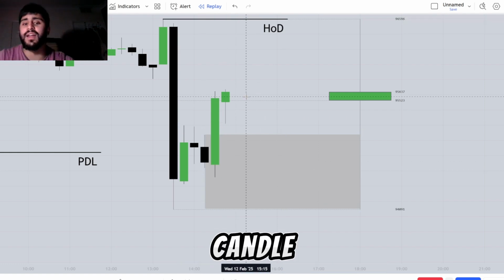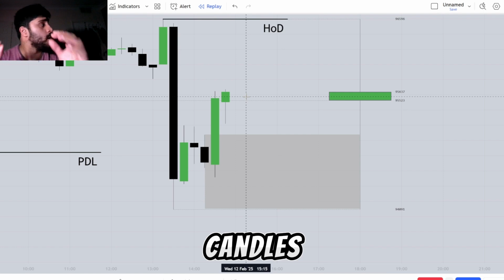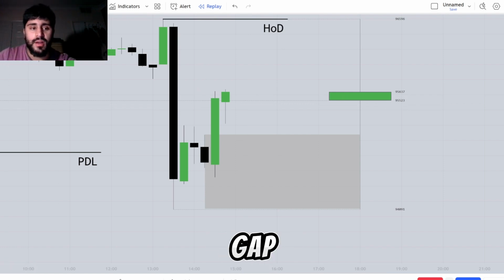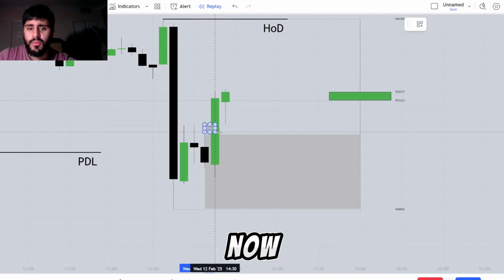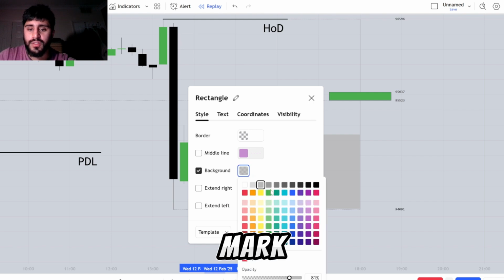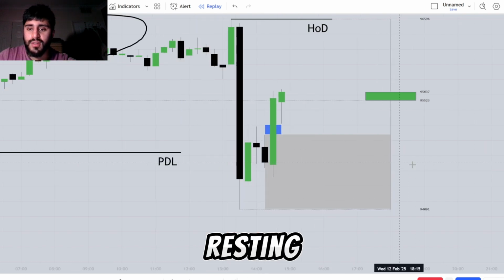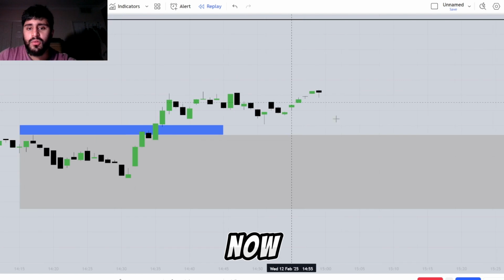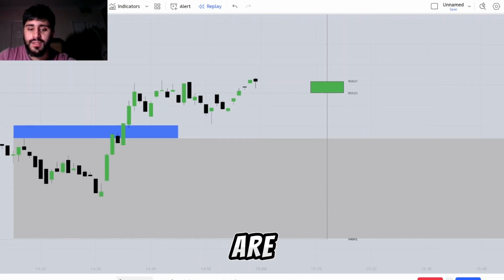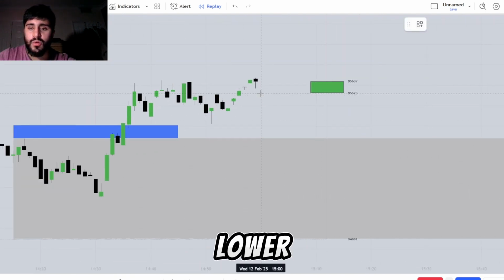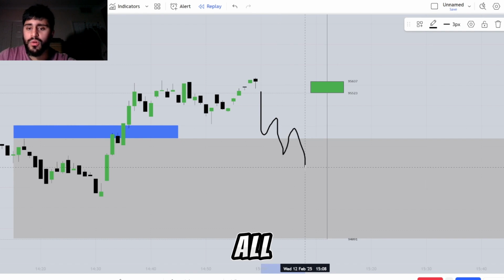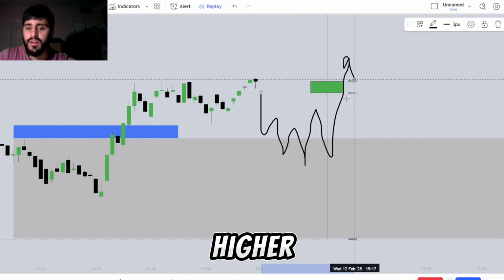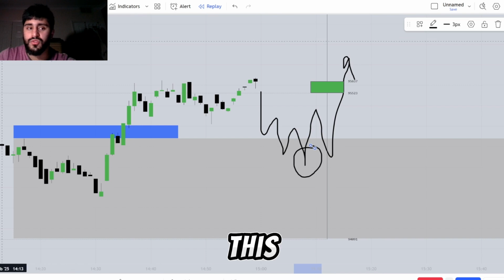It is always the candle or the series of candles before the bullish fair value gap. This is important to understand. Now that we have this in place, let's just mark this up. So this is our fair value gap resting over here. So what we're looking for now on the 1 minute time frame is we are simply looking for price to head lower, give us order flow confirmation to then take price higher. So we're looking for order flow in this region.